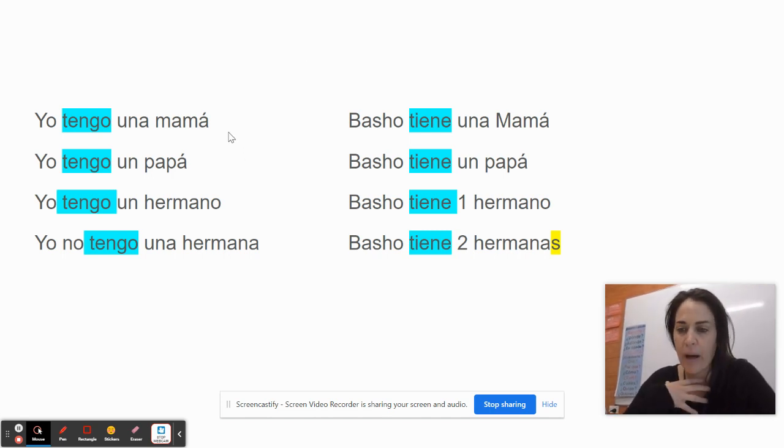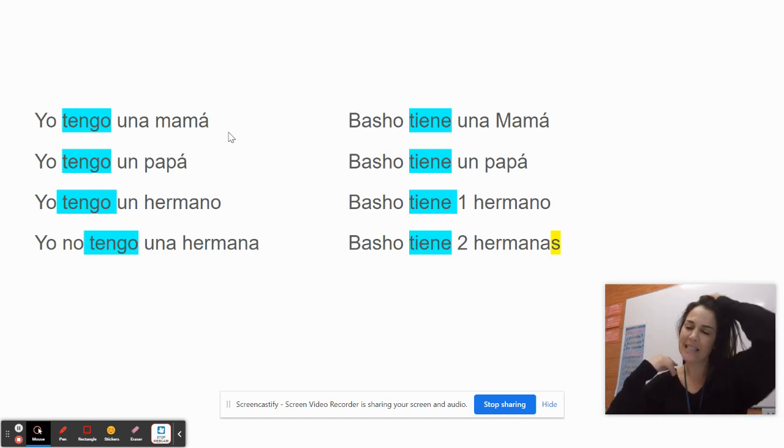So I wrote about my family. Yo tengo una mamá. Yo tengo un papá. Yo tengo un hermano. ¿Sí? A brother. Yo no tengo una hermana. I do not have a sister.